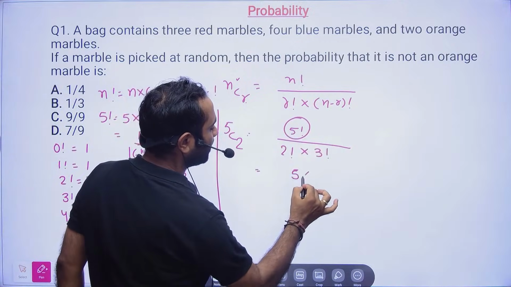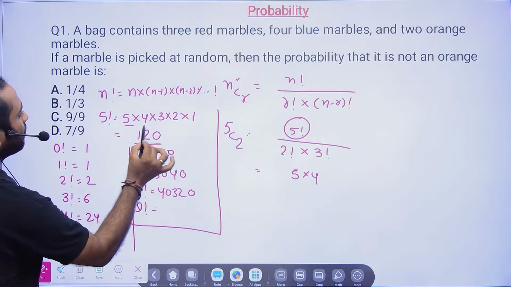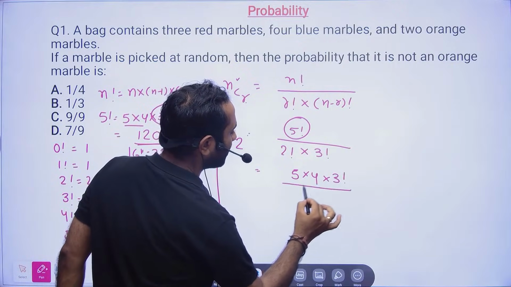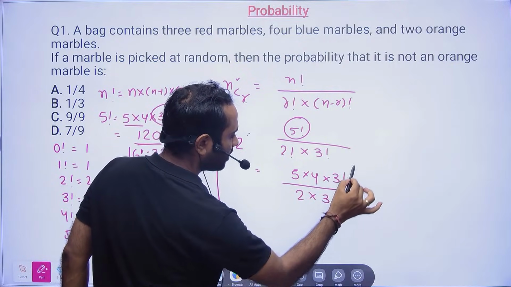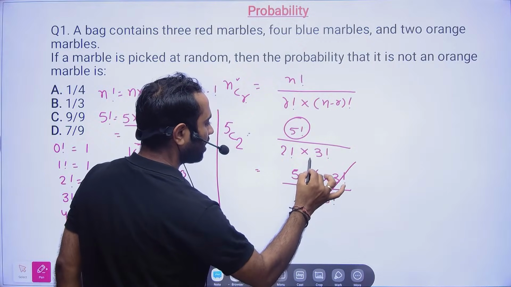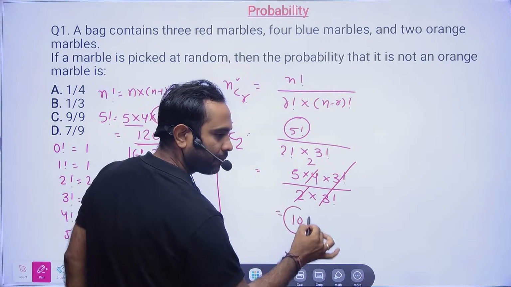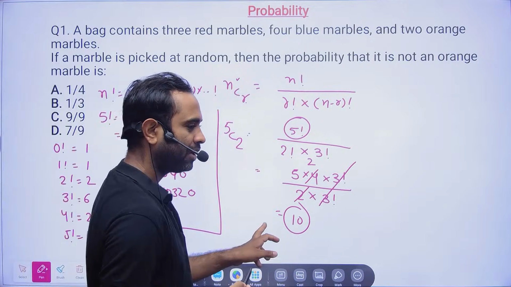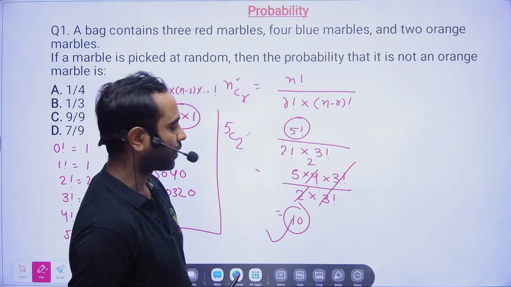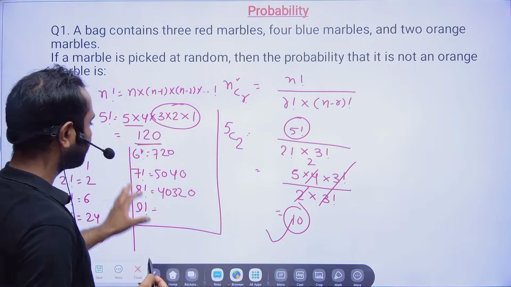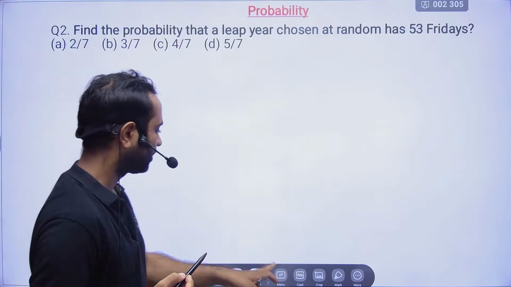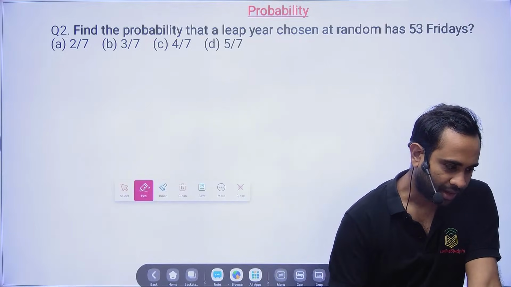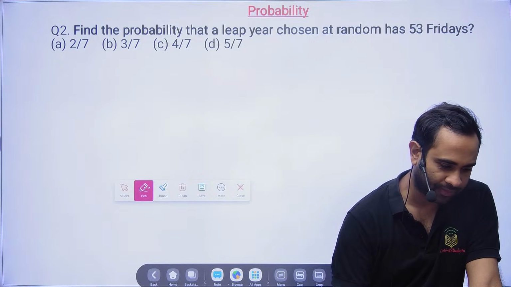Okay, now, so here 5 factorial is what? See, I can write 5 into 4 into 3 factorial. Divided by 2 factorial is 2, and 3 factorial is 3. So if you cancel this, the 3 factorials cancel, so it will be nothing but equal to 10, right? So this is how you will be able to solve. Clear? Okay. So this is NCR and this is factorial value. I hope you remember it. Now the next question is, your time starts now, and let me see how many of you are able to actually solve it.